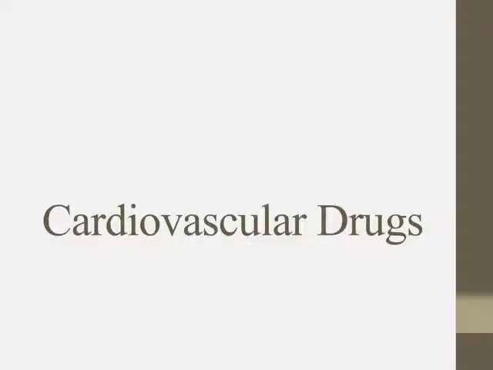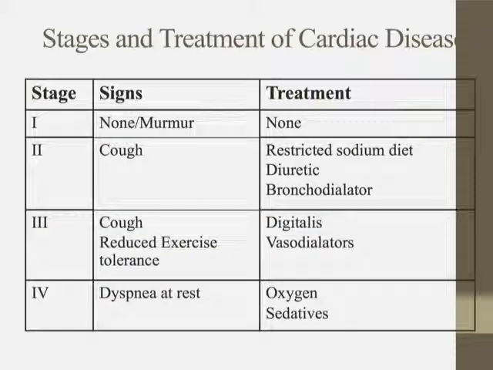Okay, so today we're going to talk about cardiovascular drugs and drugs we can use to help with cardiovascular disease. So, the primary function of the cardiovascular system is to maintain effective circulating volume in order to maintain adequate tissue perfusion. And by maintaining the normal tissue perfusion, we can maintain organ function and sustain life.